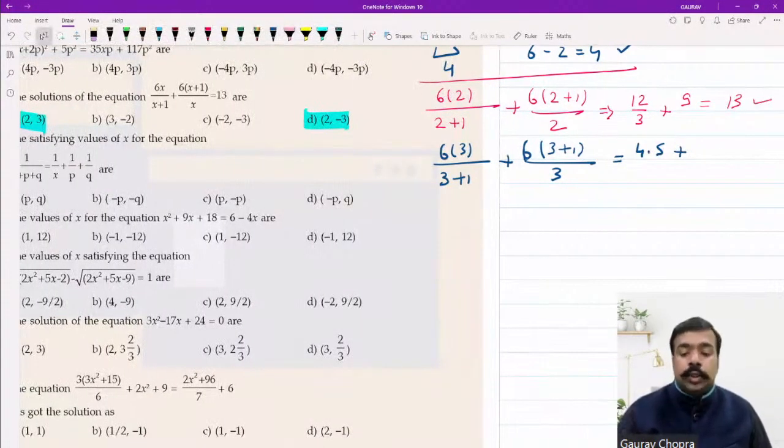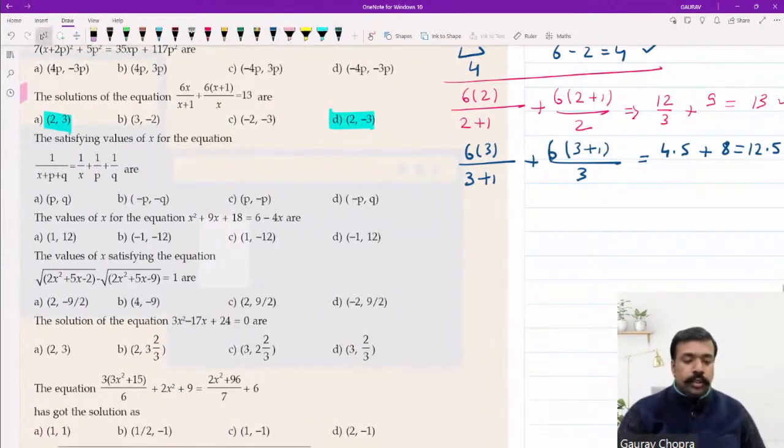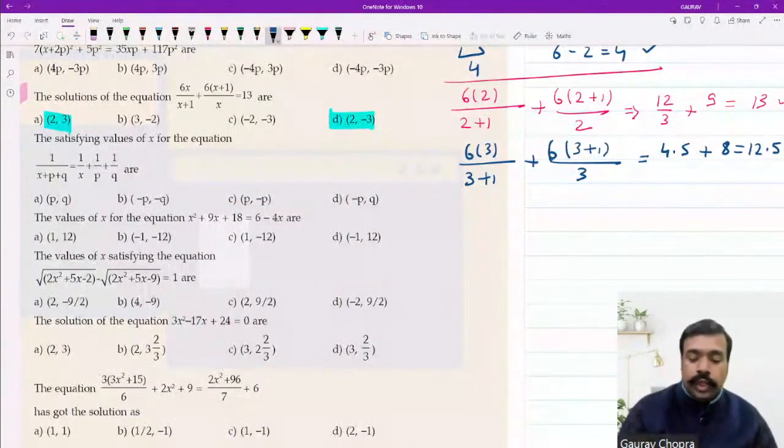And here also what we are getting? 6 by 3 is 2. 2 into 4 is 8. So we are getting 12.5 and not 13 exactly. So let's check the other option. Other option is minus 3. So if we try with minus 3, let's see what happens.